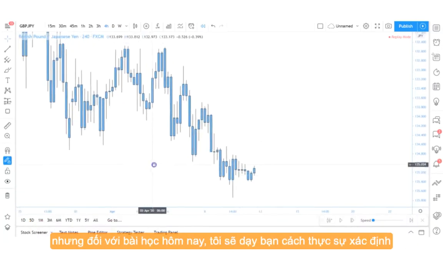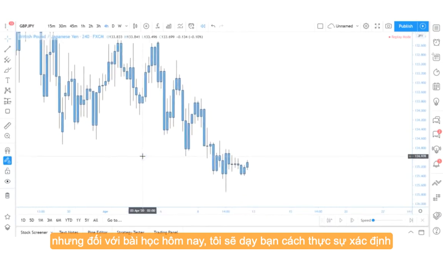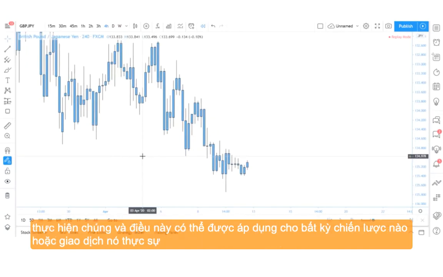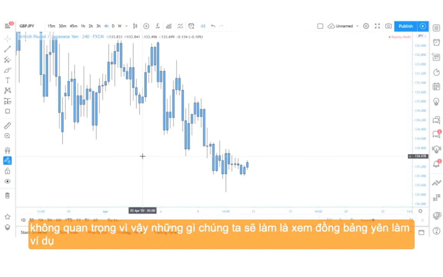But for today's lesson, I'm going to be teaching you how to really identify tradable opportunities, what to look for, how to prepare for them, and how to execute them. And this can be applied to any strategy you're trading. It really doesn't matter. So what we're going to do is look at pound yen as an example.